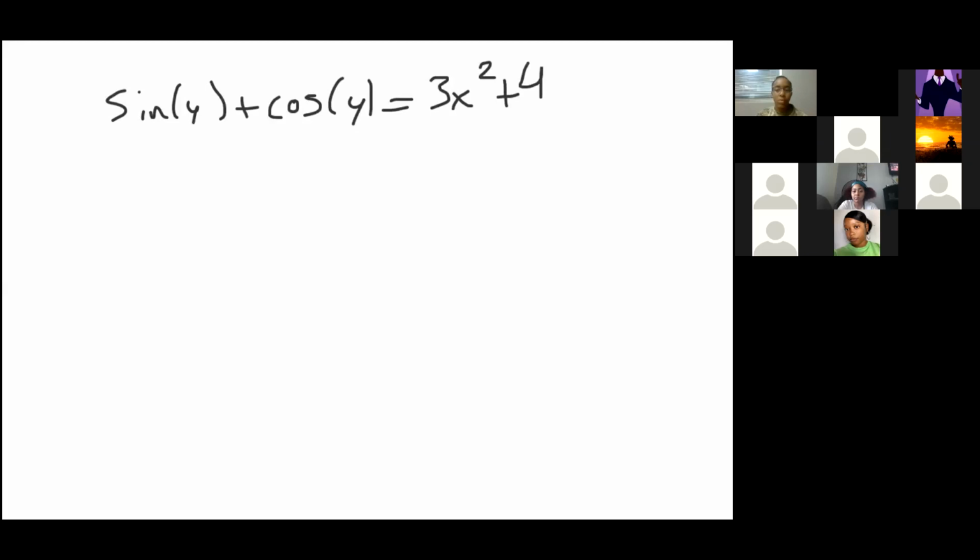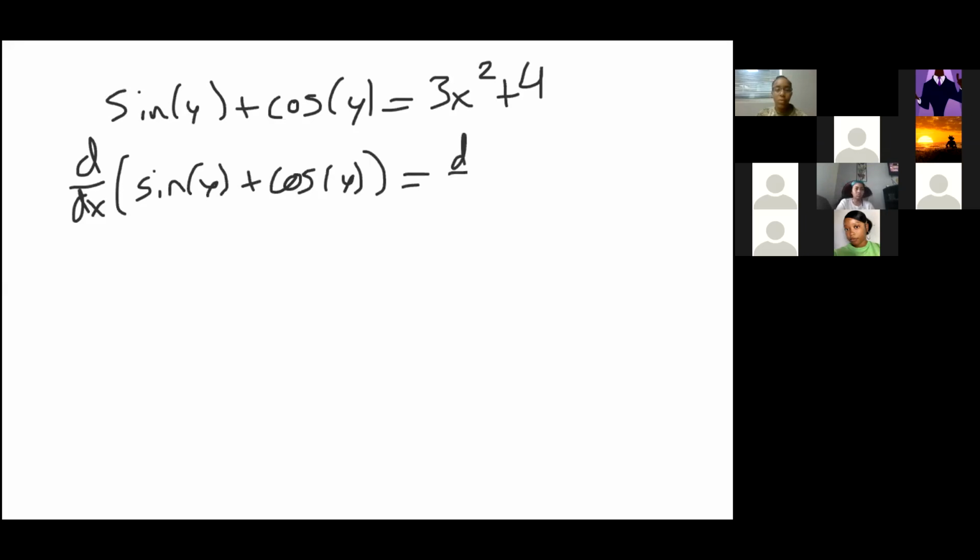So, the equation we were given: sine of y plus cosine of y is equal to 3x squared plus 4. And to find dy over dx, what I need to do is take the derivative with respect to x of both sides. So the derivative with respect to x of sine of y plus cosine of y equals the derivative with respect to x of 3x squared plus 4. And again, I just look at both sides and say, okay, which one might be easier for me to start with? Or you can start on the left and work to the right. It doesn't really matter, your choice.